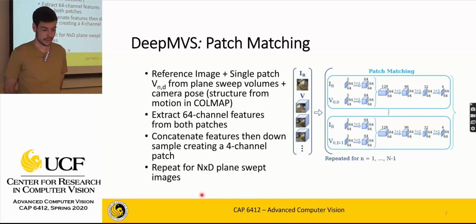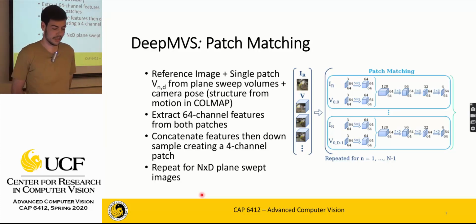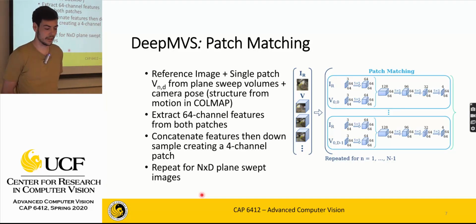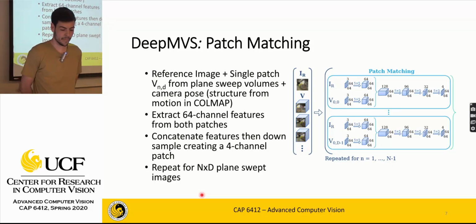So the first part is patch matching. What patch matching does is it takes a reference image along with single patches from a plane sweep volume and the camera pose of those images. The camera poses can be given manually, or they can be defined using a structure from motion algorithm in COLMAP. This patch matching algorithm extracts a 64-channel feature from both patches and then concatenates the two patches into a single feature of a 4-channel patch. This process is repeated for all the images at all the different depth levels.